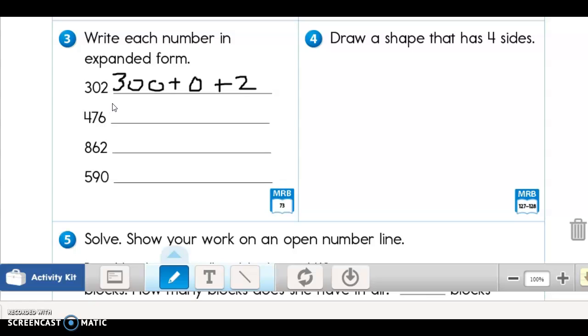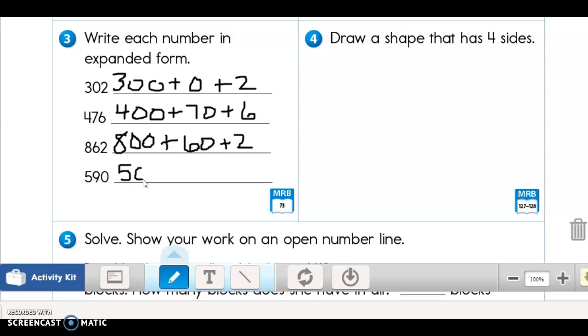476. Again, I'm going to stretch that in expanded form. The 4 happens to be in the hundreds place, so I know it's 400. 7 is the tens place. 7 tens is 70 plus 6. 862. I'm going to stretch that out. 8 happens to be in the hundreds place. 800 plus 6 tens would be 60. Plus 2 is in the ones place. 590, 5 is in the hundreds place. 500 plus 9 tens is 90 plus 0.